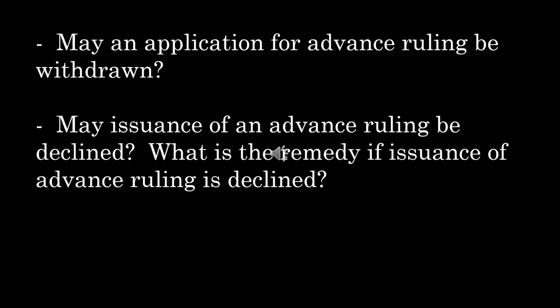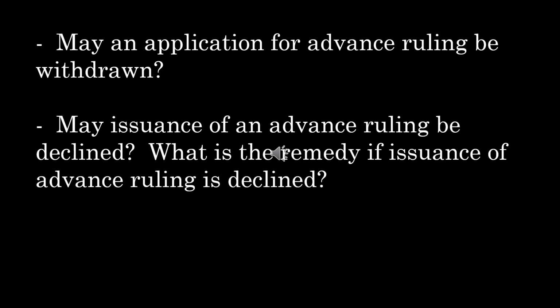May issuance of an advance ruling be declined, and what is the remedy if issuance of advance ruling is declined? Yes, the issuance of an advance ruling may be declined for the grounds enumerated under CMO 30-2016, and these grounds are as follows. A. The issue involves a matter that is pending before the courts or is the subject of an administrative review or under post-clearance audit. B. A request for advance ruling on the same goods is already filed by the same requesting party. However, an earlier request filed by an agent shall be declined if a later request is filed by the principal. C. An adverse ruling on the same goods has been issued to the same requesting person. And D. The request is based on a hypothetical situation.